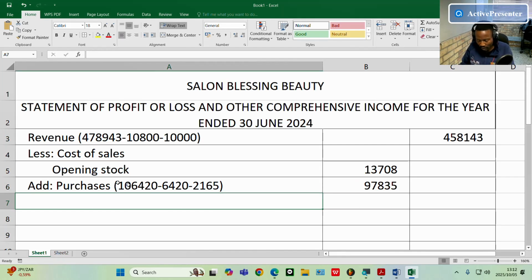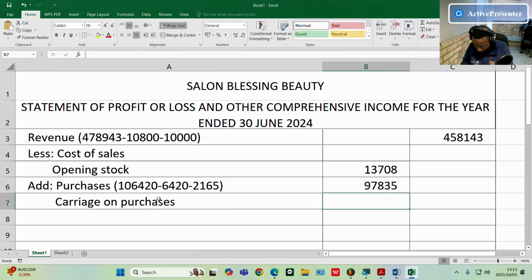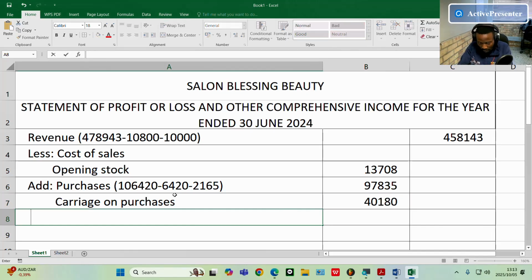Right. Then what we need to check is for carriage on purchases, or custom duty, or freight on purchases. Oh, I do see carriage on purchases. So remember, carriage on purchases, we also add. That's transportation of the goods we bought. So we need to add the delivery fee, if you like to call it that way. It's actually part of the cost of sales. So it's 40,180.